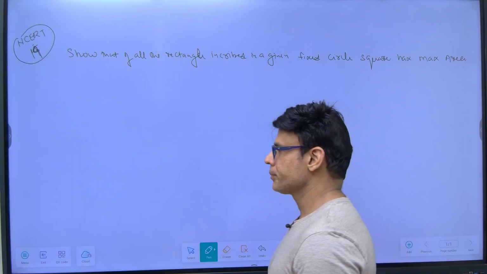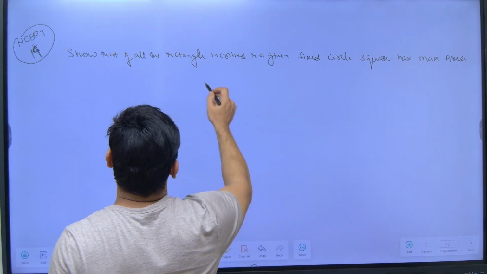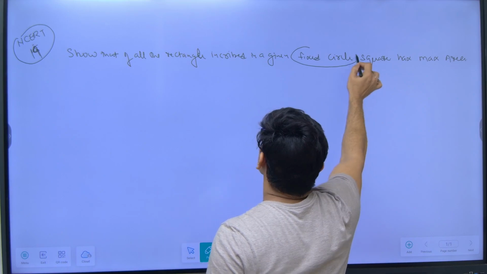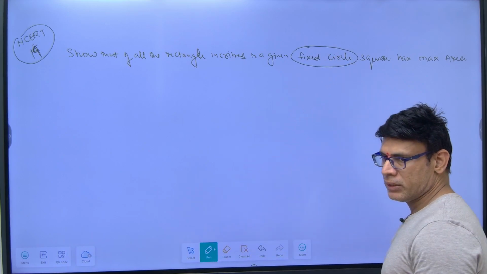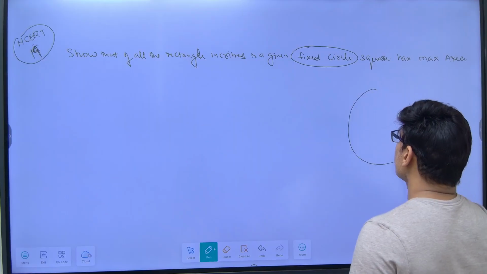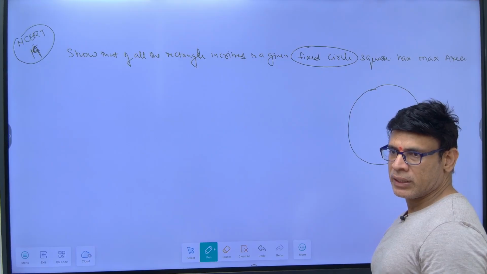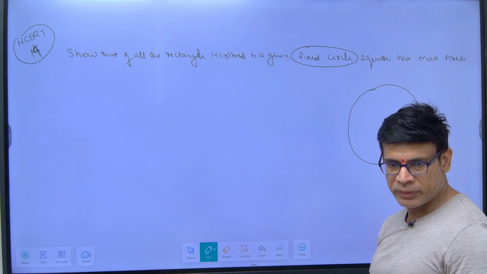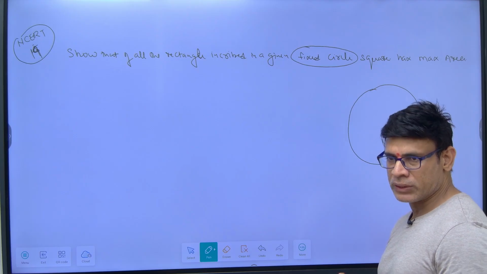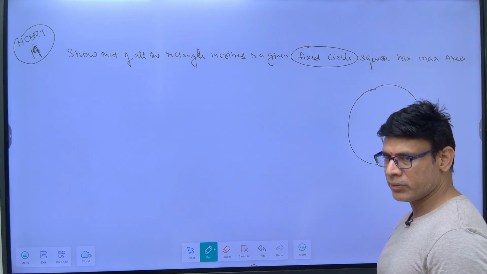Right? Because the moment they say fixed, that means you draw a circle, its area is fixed. If area is fixed, that means radius is also fixed. Anything which is fixed is called constant. Derivative of that constant will become 0.